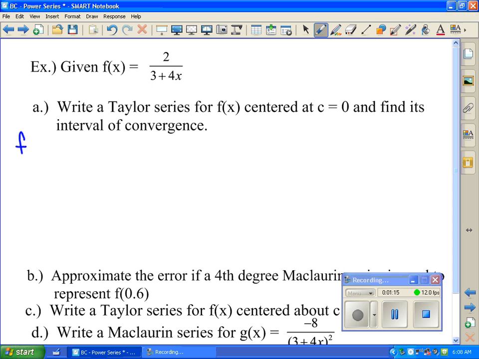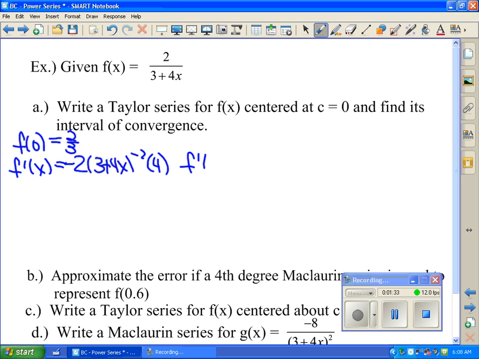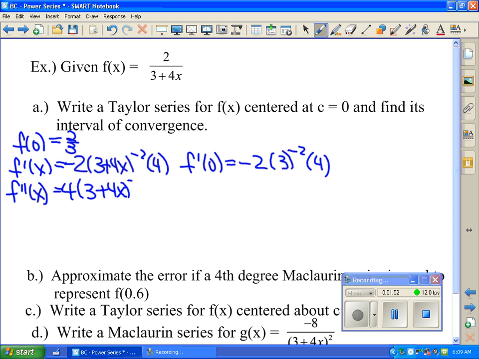So I'm going to find f of 0, which is equal to 2/3. And then I'm going to go through the derivatives until I find a pattern for this. So f prime of x is going to equal negative 2 times (3 plus 4x) to the negative 2, times 4. And therefore f prime of 0 is going to equal negative 2 times 3 to the negative 2, times 4. Now I'm not going to multiply it together because I'm going to try to look for a pattern with these numbers. F double prime of x, I'm going to get 4 times (3 plus 4x) to the negative 3.